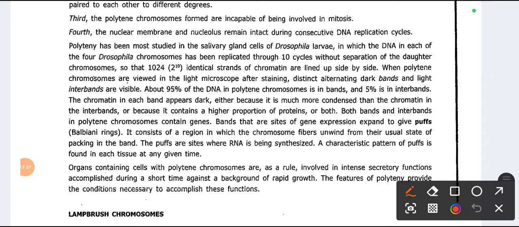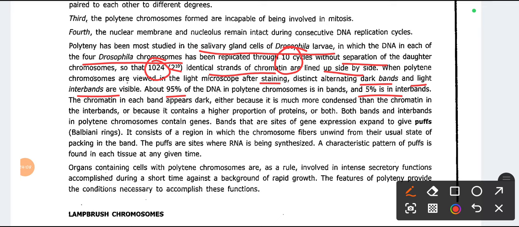Polyteny has been studied in the salivary glands of Drosophila larvae, in which the DNA of each of the 4 Drosophila chromosomes has been replicated through 10 cell cycles without any separation of daughter chromosomes, so that 1024, which is 2 to the power 10, identical strands of chromatin are lined up side by side. When viewed under a light microscope after staining, distinct alternating dark bands and light bands, interbands, are visible. 95% of the DNA is in bands and 5% in interbands.